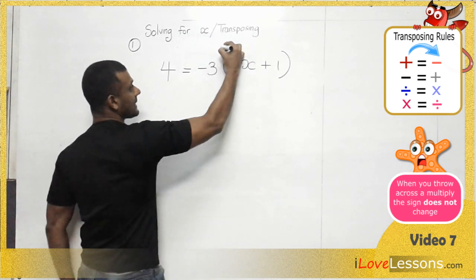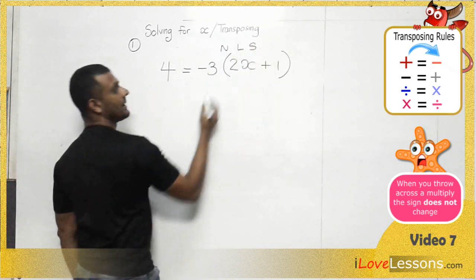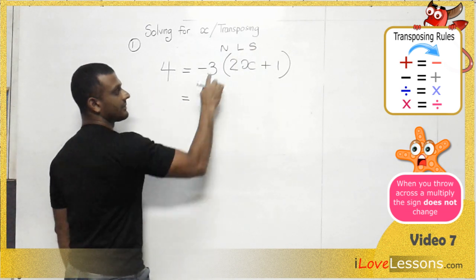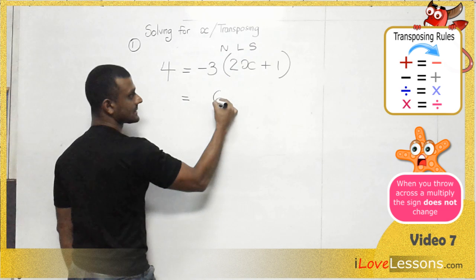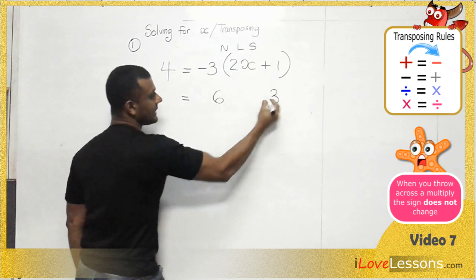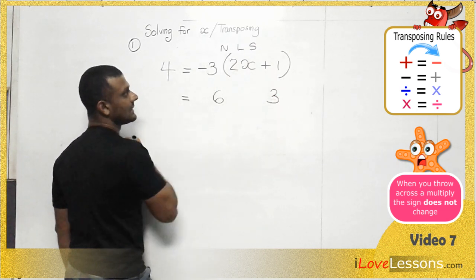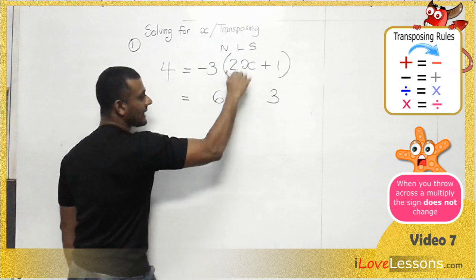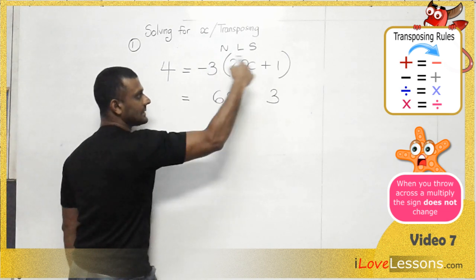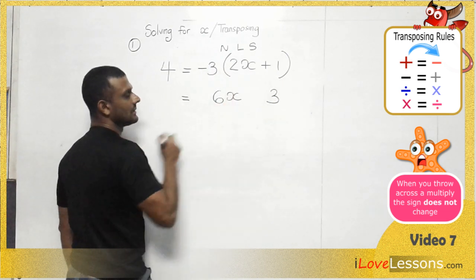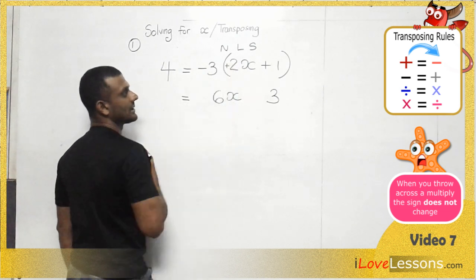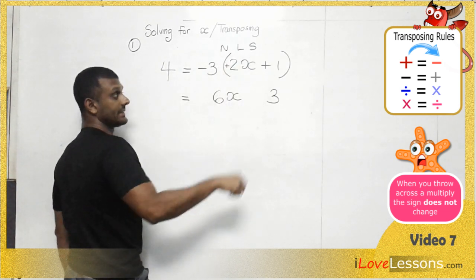And to get rid of the brackets, we use the N, the L, and the S. Let's start off. 3 by 2, 6. 3 by 1, 3. We're finished. We move on to the letters. When you're multiplying these two, x. When you're multiplying these two, no letter. This 2 is a secret positive because when you look to the left, you didn't see anything.